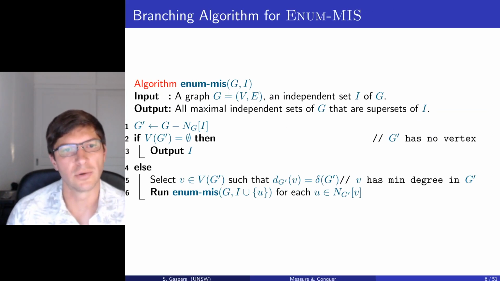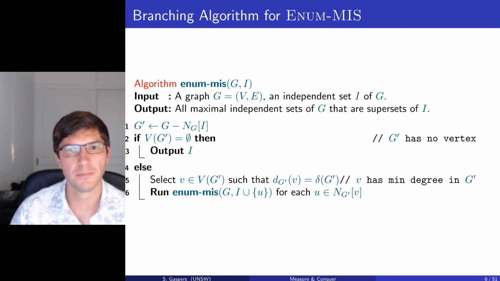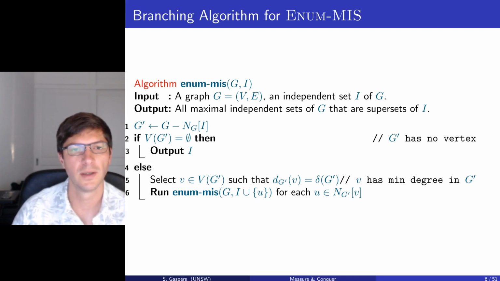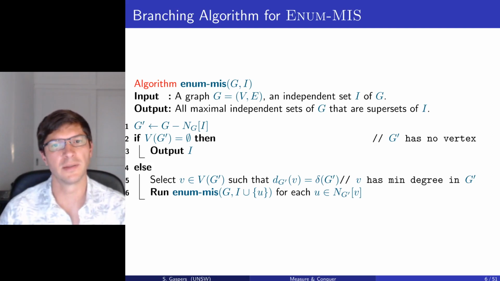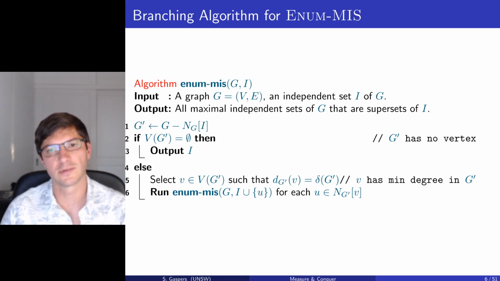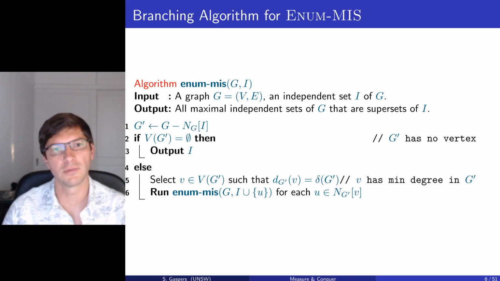This brings us to our algorithm, where the input is graph G, and we have already constructed a partial independent set of G. So we have already put some vertices into the independent set. Now the output is all the maximal independent sets that are supersets of the set I that we are given. So if we initially call the algorithm with G and the empty set, this will then enumerate all maximal independent sets of G.